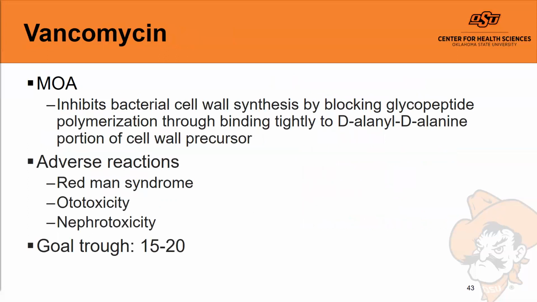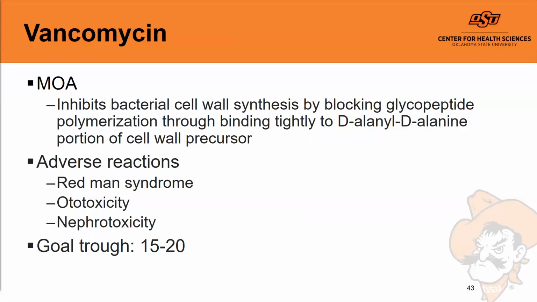Now we'll move on to vancomycin. This inhibits bacterial cell wall synthesis by blocking glycopeptide polymerization through binding tightly to the D-alanine portion of the cell wall precursor. With this medication, some side effects seen are red man syndrome. Red man is not an allergic reaction, but it is a histamine-mediated response to the medication being infused too fast. This can be overcome by slowing the infusion rate. Normally we'll double the infusion time for patients with red man syndrome.